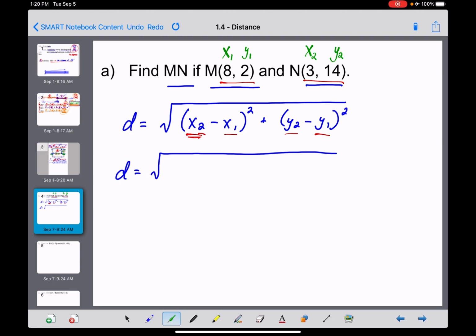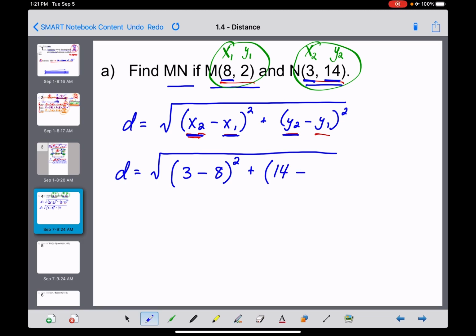So as you're just getting started here, it's probably a really good idea to label x1, y1 and x2, y2. Once you get the hang of this, you'll figure that out and you won't need to label those. I think you'll be okay with it. But for now, here we go. So in parentheses, x sub 2 is what I need right here, and that's 3. So it's going to be 3 minus x sub 1, which is right here. That's 8. 3 minus 8, close it, square it. Plus, let's move on now. In the next set of parentheses, y sub 2 is right here. That's going to be a 14 minus y sub 1, which is 2.